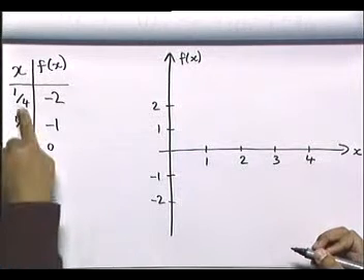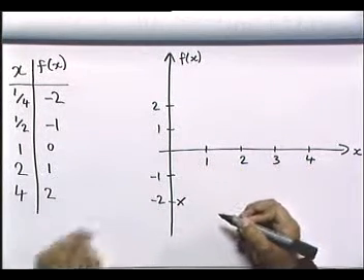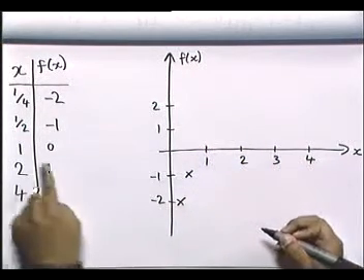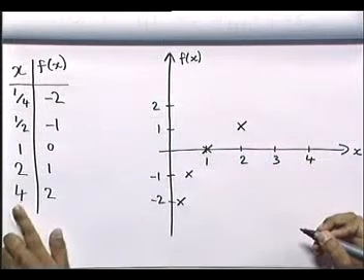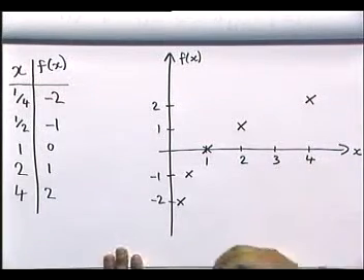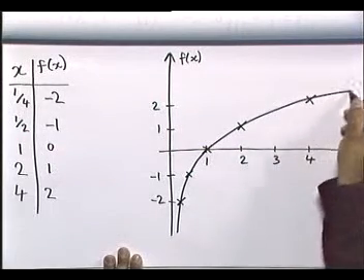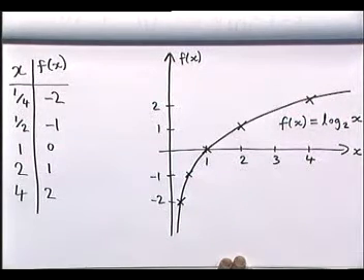So let's plot the points. 1/4 and minus 2, first of all. 1/2 and minus 1. 1 and 0. 2 and 1. And finally, 4 and 2. So now we want to try and draw a smooth curve through the points so we can see the graph of the function. Excellent. So this is f of x equals the log of x to base 2.